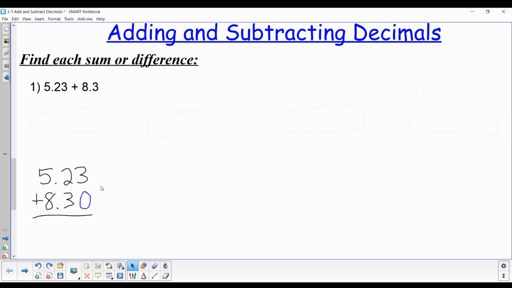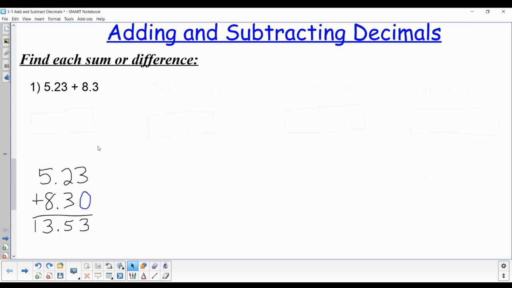Now, you do this because it's a good habit. Not because it's always needed, it's because it's sometimes needed. And if you always do it, then you don't have to worry about when you have to and when you don't have to add that zero placeholder. Once I've lined up my decimal point, I bring my decimal point straight down for adding and for subtracting. After that, I just add the numbers the way I would normally add numbers. 3 plus 0 is 3, 2 plus 3 is 5, and 5 plus 8 is 13, giving us an answer of 13 and 53 hundredths.